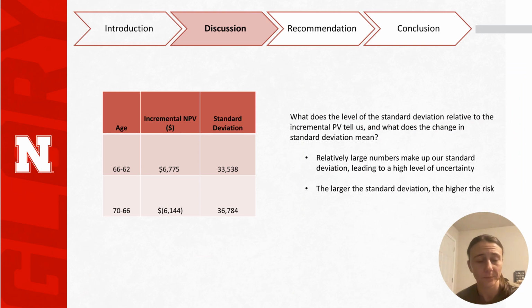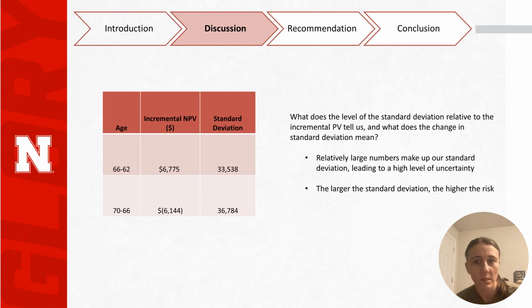Thanks, Calvin. Now, let's take a look at the standard deviation and its relativity to incremental present value. Looking at our table, you can see that we calculated our standard deviation to be 33,538 from ages 66 to 62, while for ages 70 to 66, we calculated 36,784. Both of these numbers are relatively large when compared to both incremental net present values, which are about 5 times less. When dealing with standard deviations, the higher the number, the less certainty that we have.